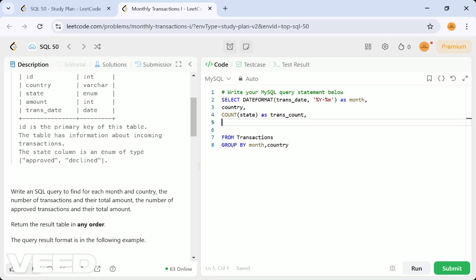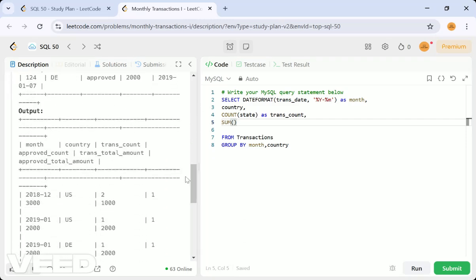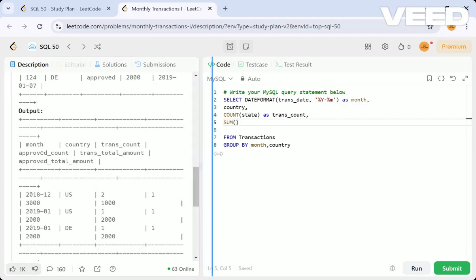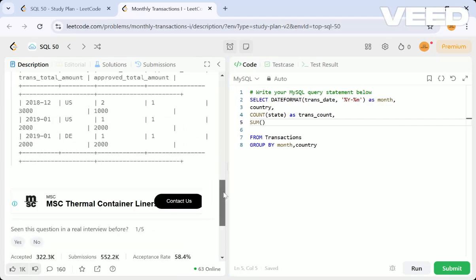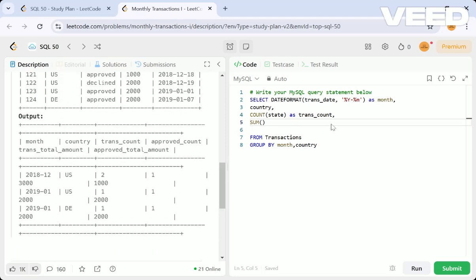And one more thing they're asking, the number of transactions and the total amount also. So for that we have to make a sum of the total amount, and the number of approved transactions and the total amount. You can see in the example what order they have given. First they have transaction count and then approved count they are asking.